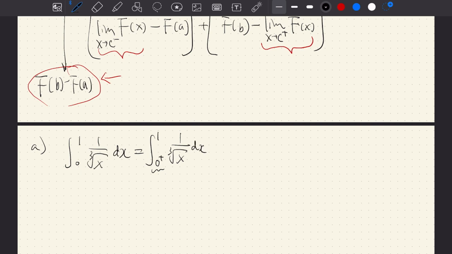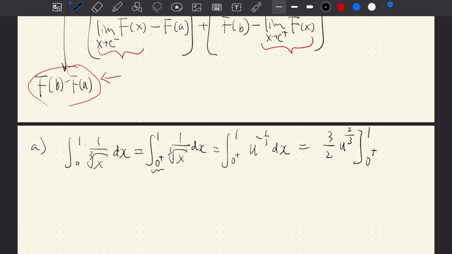If we write this improper integral like this, then we can proceed by finding the antiderivative of 1 over the cube root of x. This is equal to x to the negative 1/3, and using the power rule, you get 3/2 x to the 2/3, evaluated from 0 plus to 1.